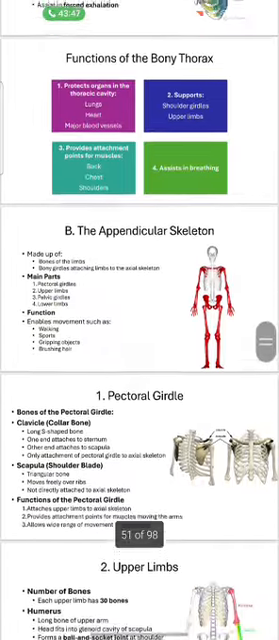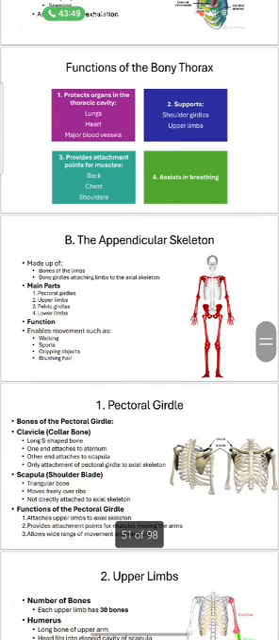Sure. So, the bony thorax protects organs in the thoracic cavity, which includes the lungs, heart, and major blood vessels. It supports the shoulder girdles and the upper limbs. It provides attachment points for muscles, which include the back, chest, and shoulders, and assists in breathing.